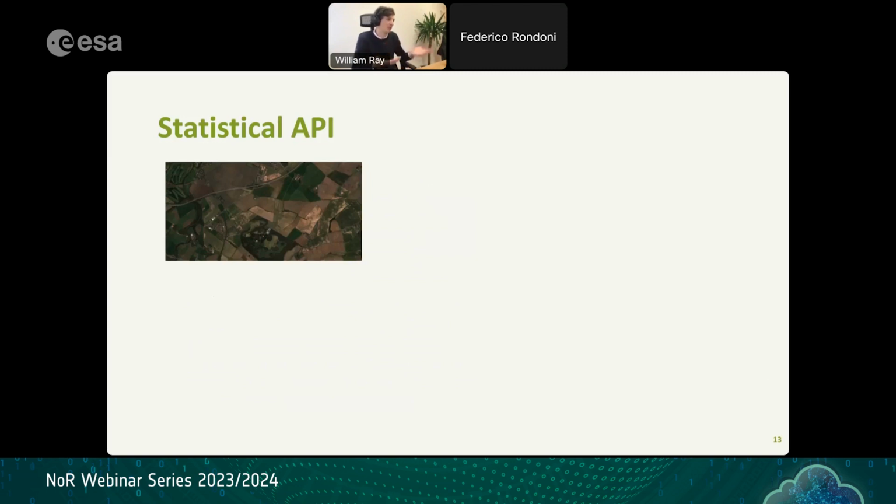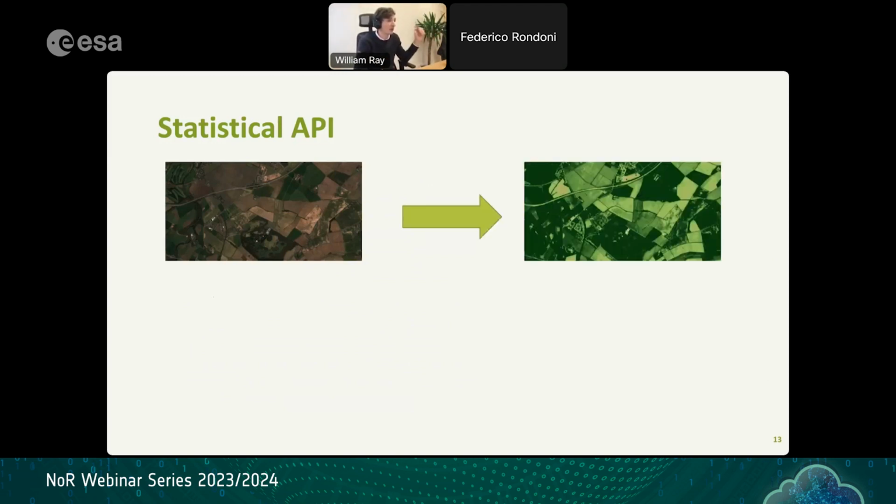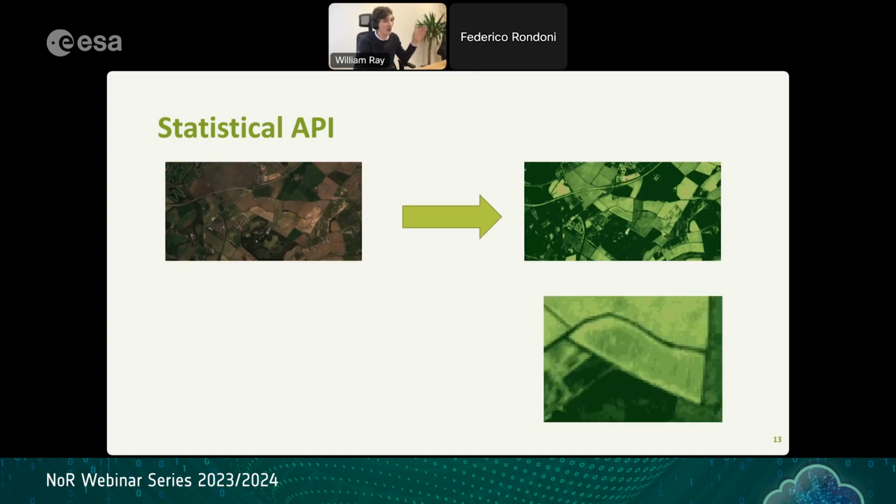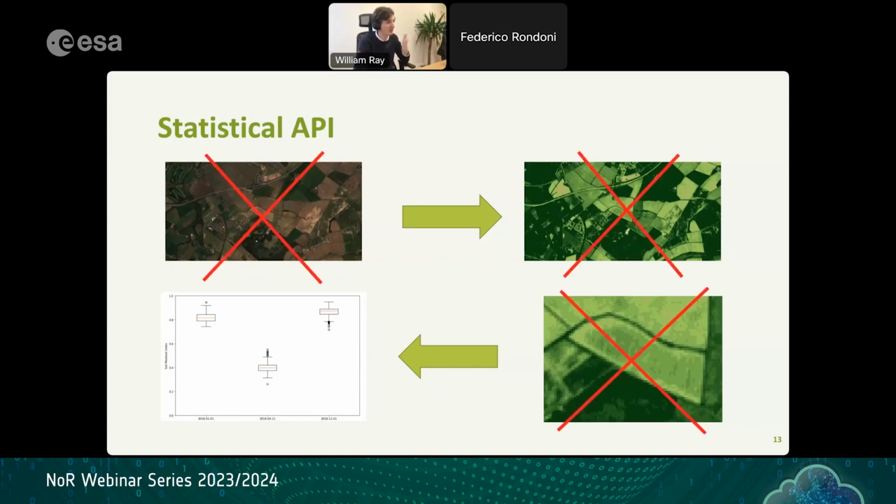So just to re-emphasize, this is a traditional workflow that you'd have. You'd download your Sentinel-2 tile. You maybe would calculate NDVI for it. You'd then isolate a field of interest that you're interested in. And then from there, you might calculate the statistics using a Python library, or maybe in QGIS. Statistical API lets you bypass these 3 steps, and you can get straight to just the statistics that you actually require.